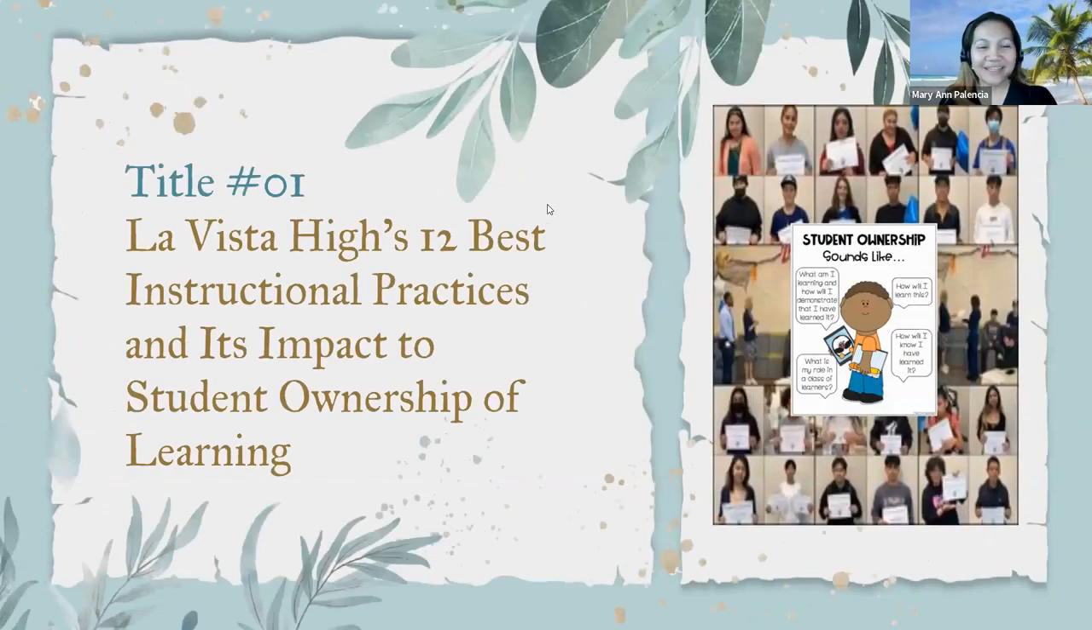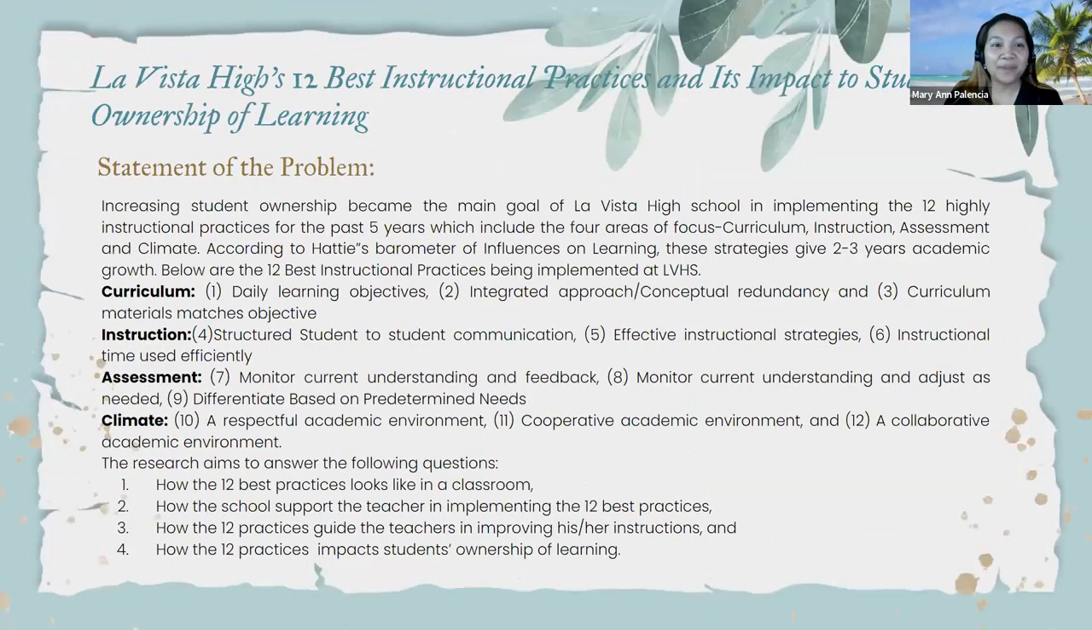The first one is La Vista High School's 12 best instructional practices and their impact on students' ownership of learning. Again, our students are at risk of not graduating because they don't have student ownership of learning. So increasing student ownership became the main goal of La Vista High School in implementing the 12 highly effective instructional practices for the past 5 years, which include the 4 areas of focus: curriculum, instruction, assessment, and climate.